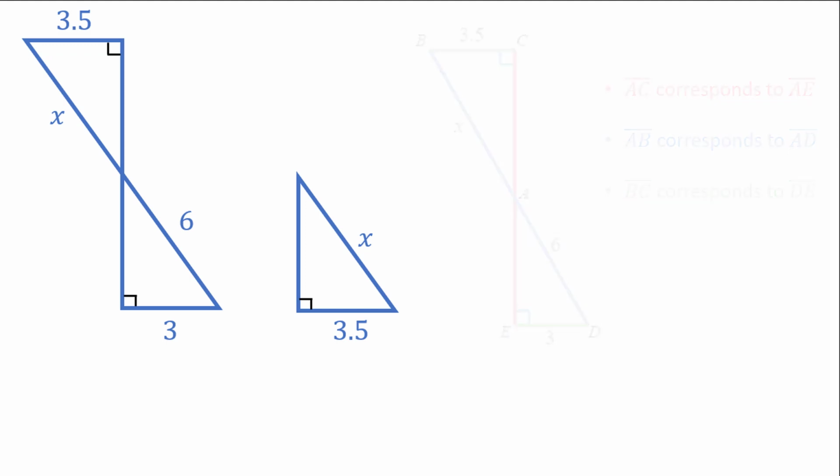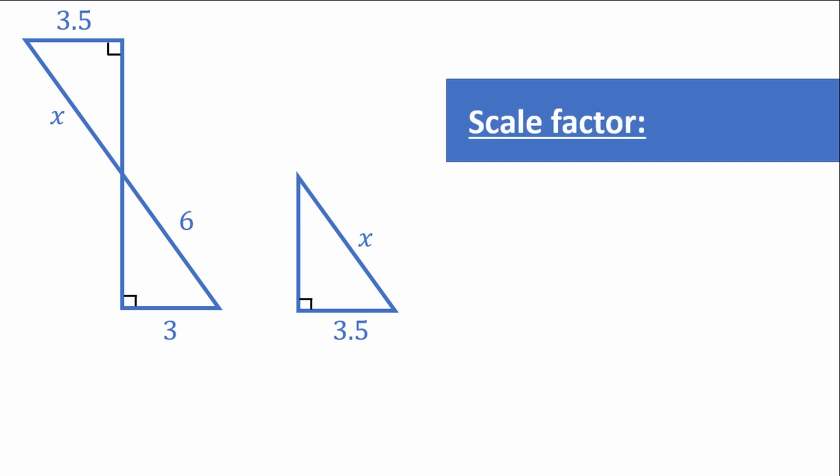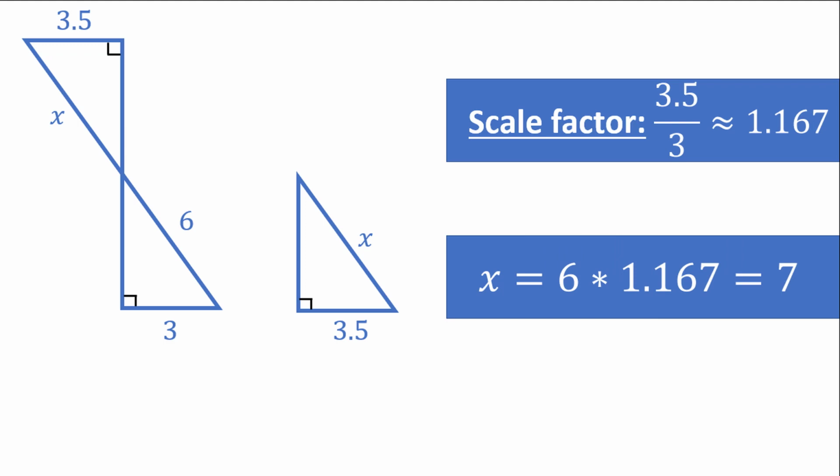Okay, back to my redrawn triangle. Let's find the scale factor. 3.5 divided by 3 is approximately 1.167, meaning that the second triangle is 1.167 times larger than the first. That means to find the missing side, I can multiply 6 by 1.167, which will give you 7. The missing side length is 7 units.